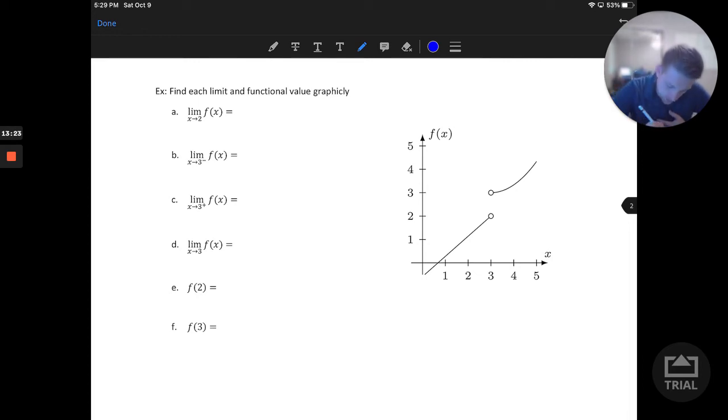If I look at my graph and approach the value of 2, this happens to be a value that's defined on my graph. This is approximately a height of 1, we'll call it. And as I approach both sides, I am approaching that same functional value. So in this case, the functional value and the limit value are the same. So we say that is approaching 1 from both sides, a height of 1.